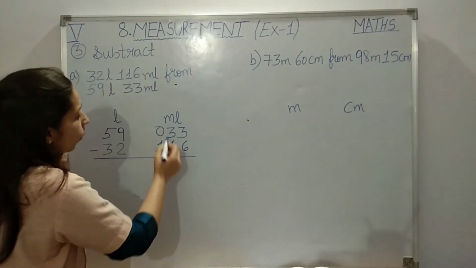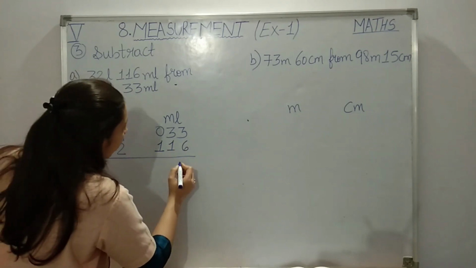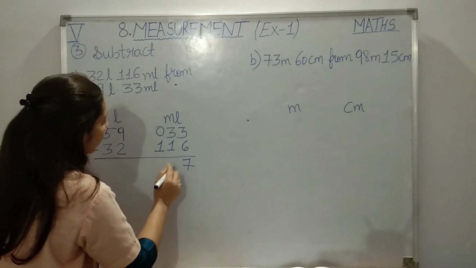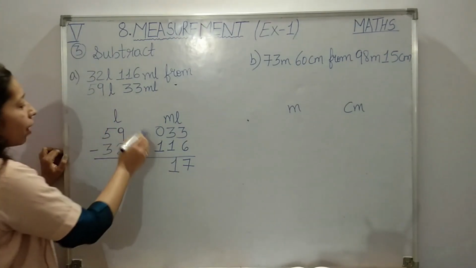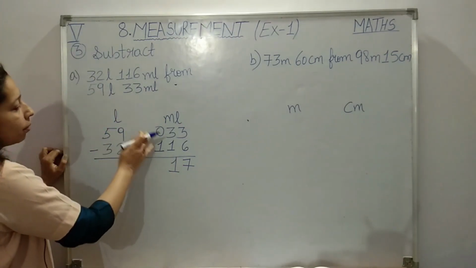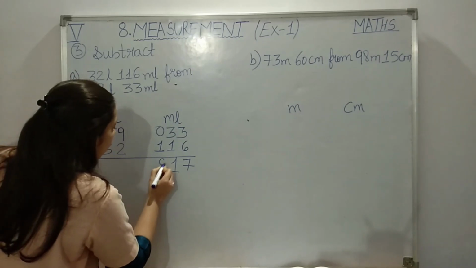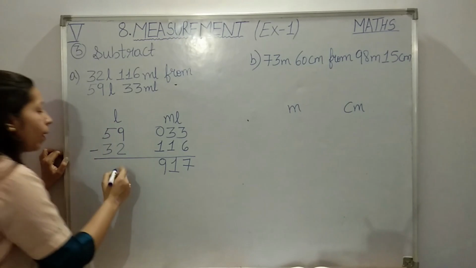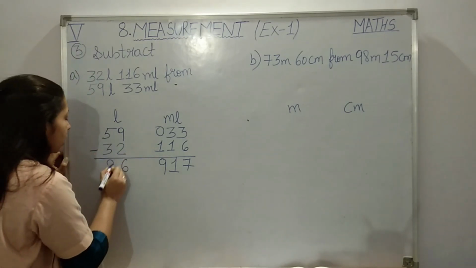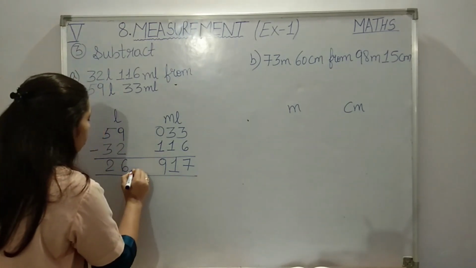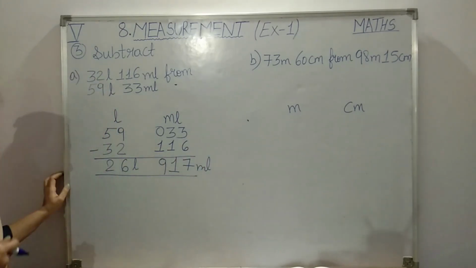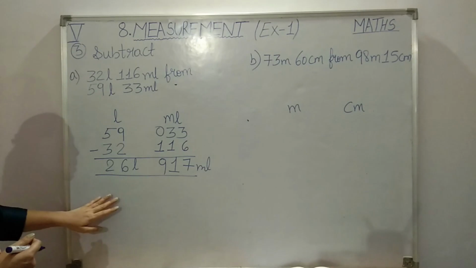So we have to borrow 1 from here. So 13 minus 6 will give you 7. Here 2 left. So 2 minus 1 will be 1. Again we have to borrow 1 from 9. So it will become 10. 10 minus 1 will give us 9. Now as we have borrowed 1 from 9, it will become 8. 8 minus 2 will give us 6. 5 minus 3 will give us 2. So our final answer is 26 liters and 917 milliliters. Understood, students? The difference is this much.